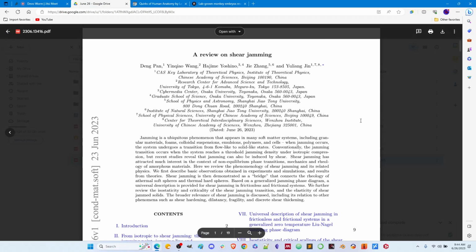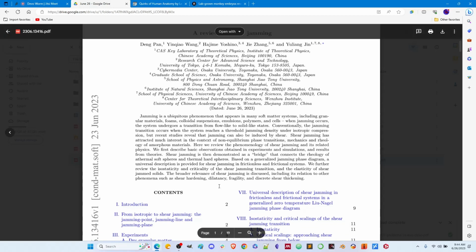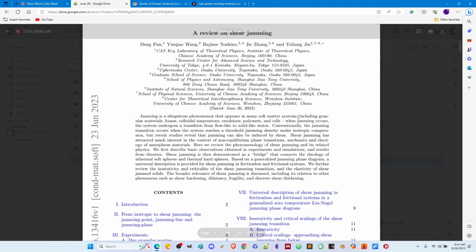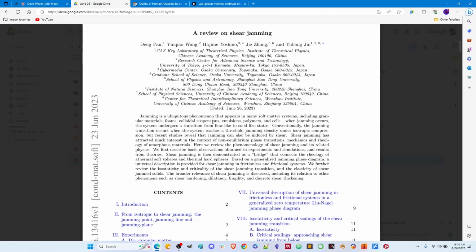So this is the abstract here. Jamming is a ubiquitous phenomenon that appears in many soft matter systems, including granular materials, foams, colloidal suspensions, emulsions, polymers, and cells. So everything, and then plus cells.